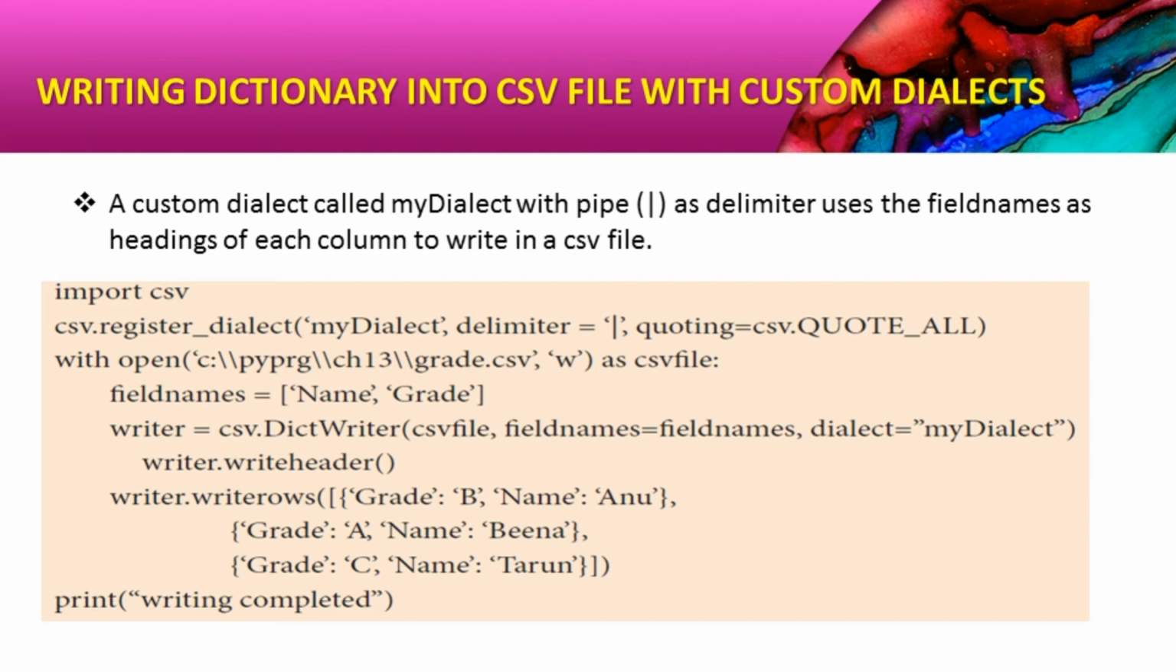In this program, a custom dialect called my dialect with the pipe symbol acts as the delimiter. Here the field names are the headings of each column to write in a CSV file. Finally, we use a DictWriter to write dictionary data into the grade.csv file.